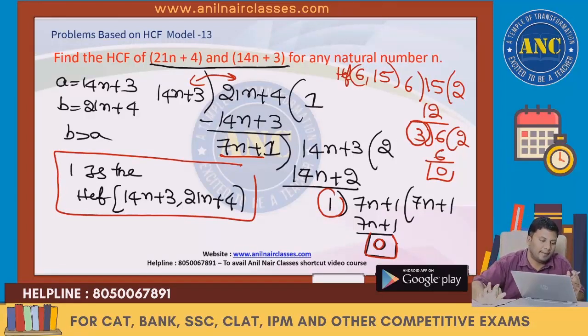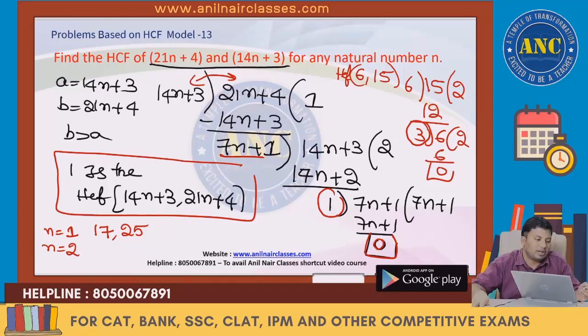Idea is clear, right? So what you can do is substitute some random value, n equal to 1. I got 17 and next is 25. 17 and 25 are co-prime to each other. n equal to 2: 28 plus 3 is 31. 21 2's are 42, 42 plus 4 is 46. 31 and 46. They are all co-prime to each other.